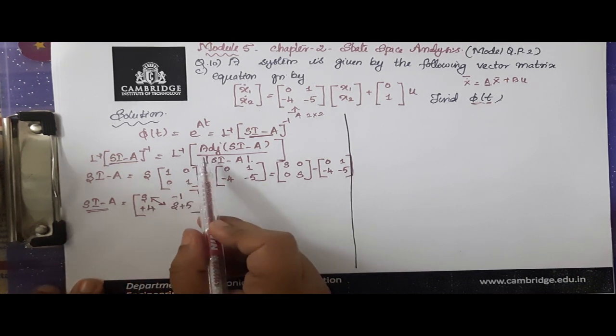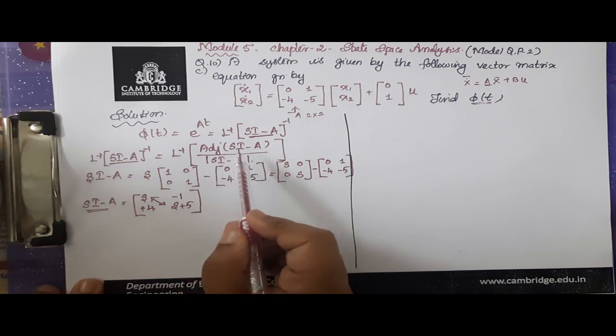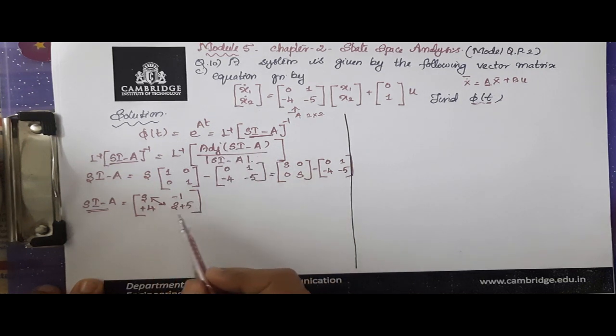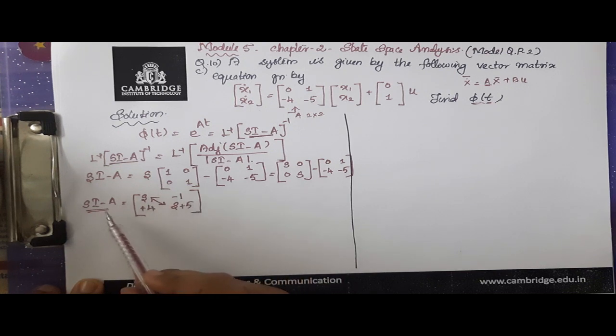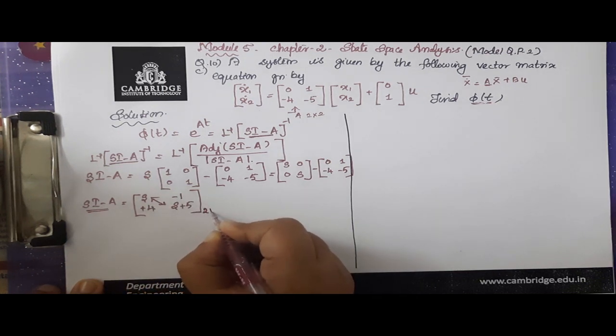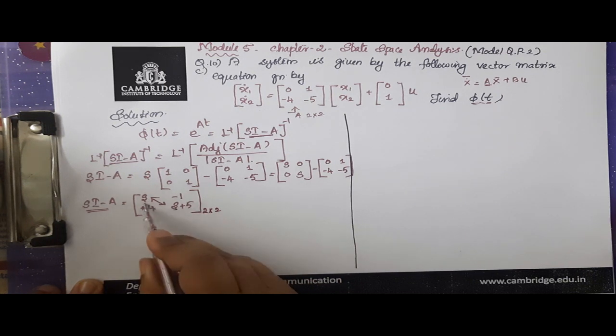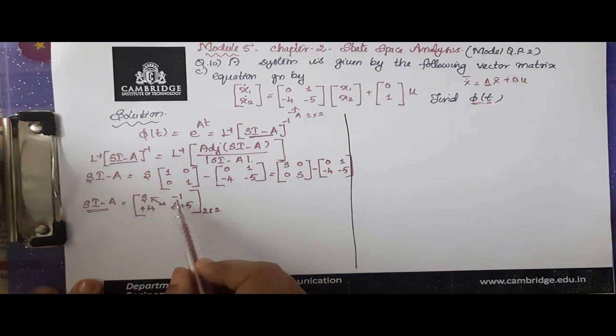To find the adjoint of sI minus A of order 2 cross 2, as in this example, we interchange the diagonal elements. So s plus 5 will be shifted to the first position and s will be shifted to the last position. And then we change the sign of the remaining elements. The remaining elements are minus 1 and plus 4. So after changing the sign, I can represent minus 1 as plus 1 and plus 4 as minus 4.